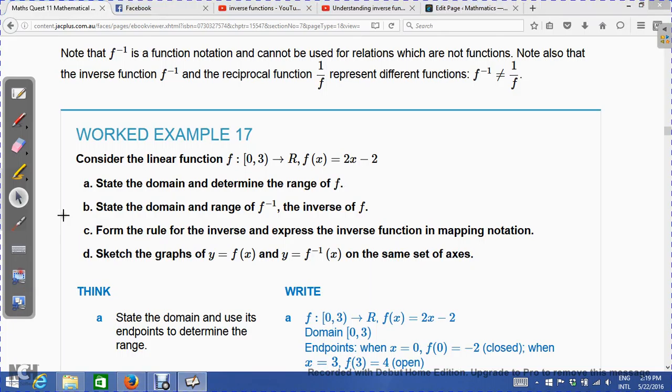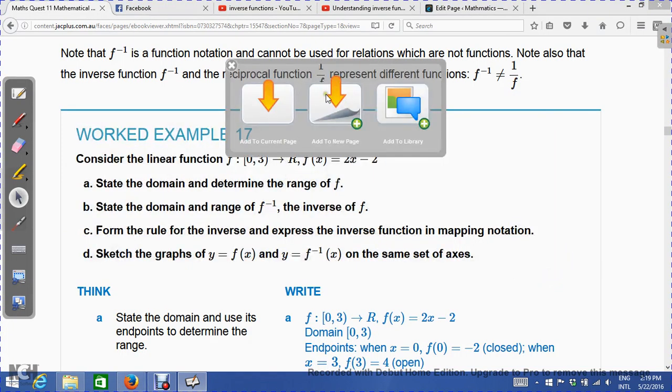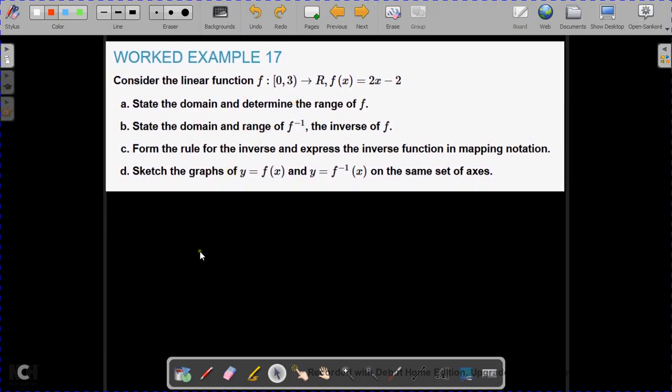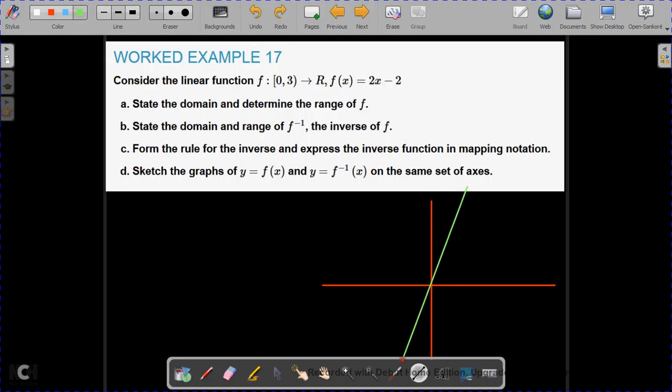So let's have a look at this example here. Consider the linear function f of x equals 2x take 2. State the domain and determine the range. Well, we can draw that quite quickly. So 2x take 2. We've got the 2x line, and it's been moved down 2. So it's going to go down somewhere like that.